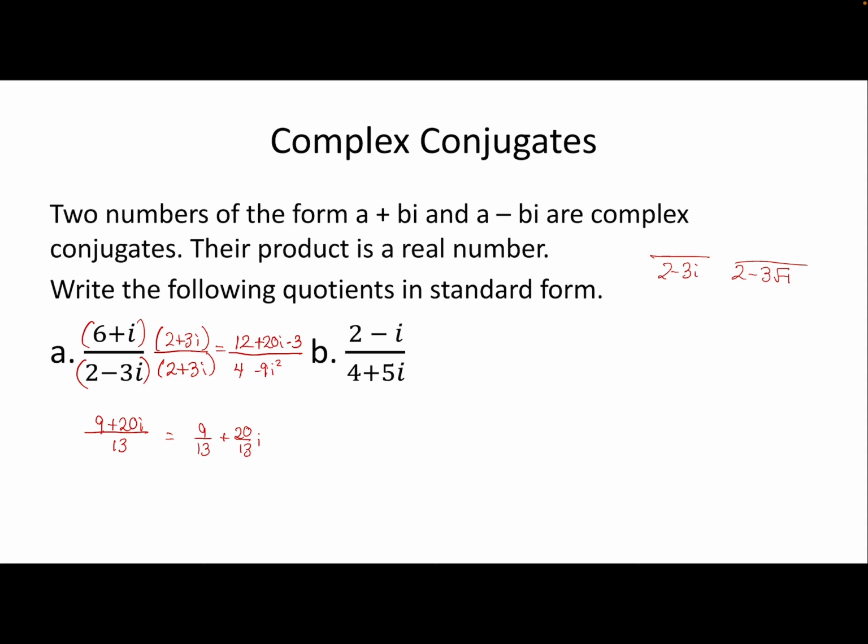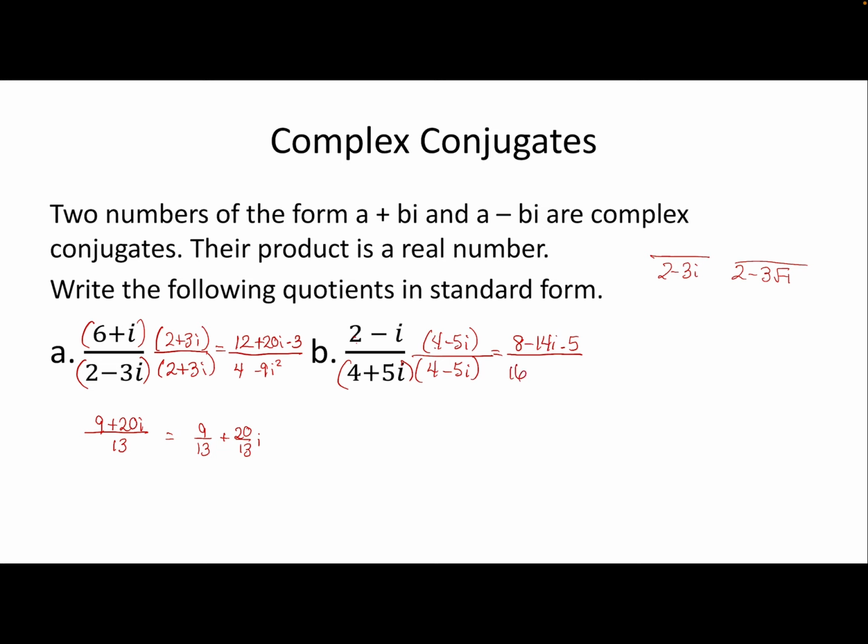Letter B, let's do it again. In order to eliminate the imaginary number in the denominator, we multiply our denominator by its conjugate, which is 4 minus 5i. Same thing in the numerator, 4 minus 5i, so we're really multiplying by 1. The numerator is going to get us 2 times 4, which is 8. 2 times a negative 5i is negative 10i. Negative i times 4 is a negative 4i, so negative 14i. And then negative i times a negative 5i is going to be a positive 5i squared, which is a negative 5.